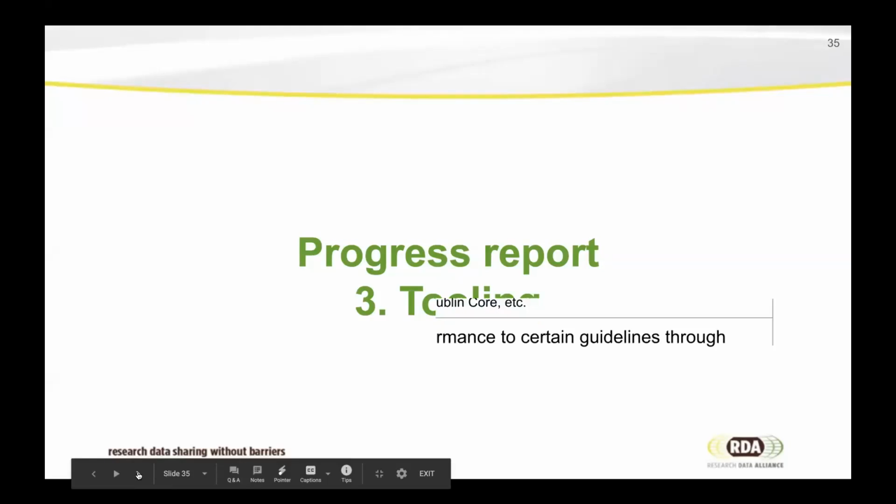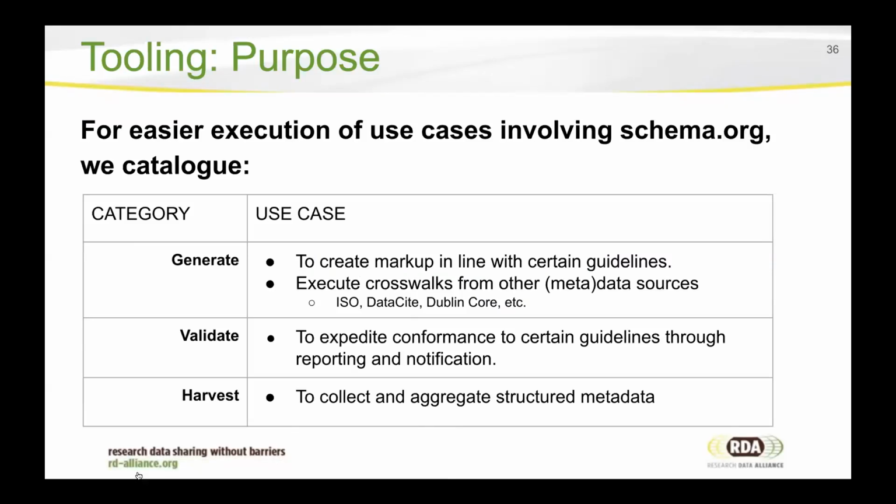Okay, great. So what we've done on the tooling side is really try to catalog the tools that we know about. That was just to facilitate easier execution of a bunch of different use cases across a couple categories. Those categories were really to generate markup, validate that markup, and then to be able to harvest the markup of others.